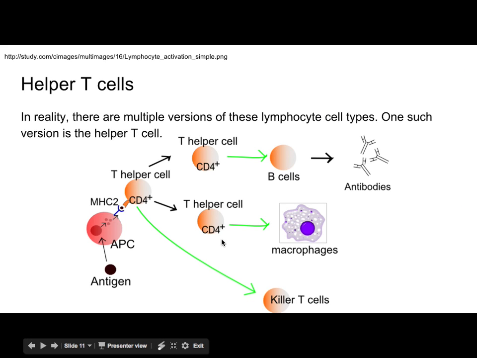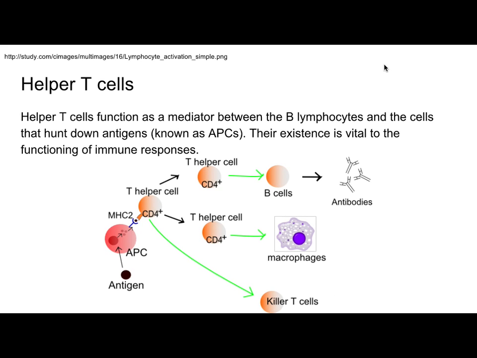Those cells are called helper T cells. And those helper T cells turn out to cause all sorts of things. So in part, they become those killer cells, but they also are used in the other half of immunity that we call humoral immunity.